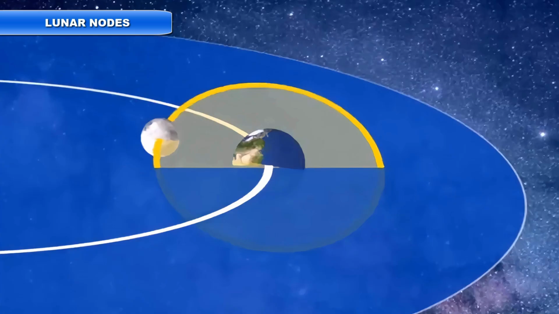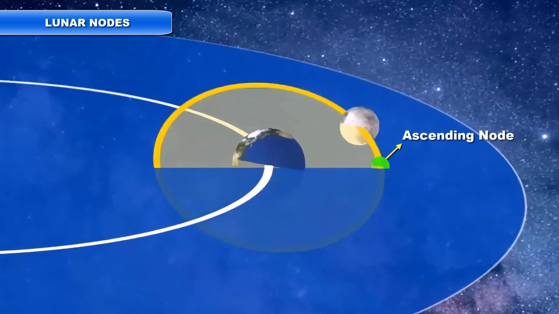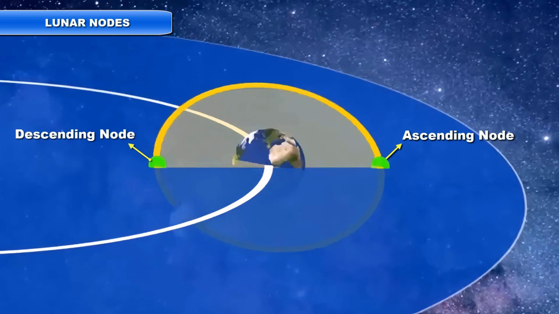When the Moon crosses the ecliptic, traveling from south to north, that is the ascending node. Conversely, the point where it crosses from north to south is known as the descending node. This inclination explains why eclipses do not occur every month. Eclipses only occur when the Moon is close to one of these nodes.